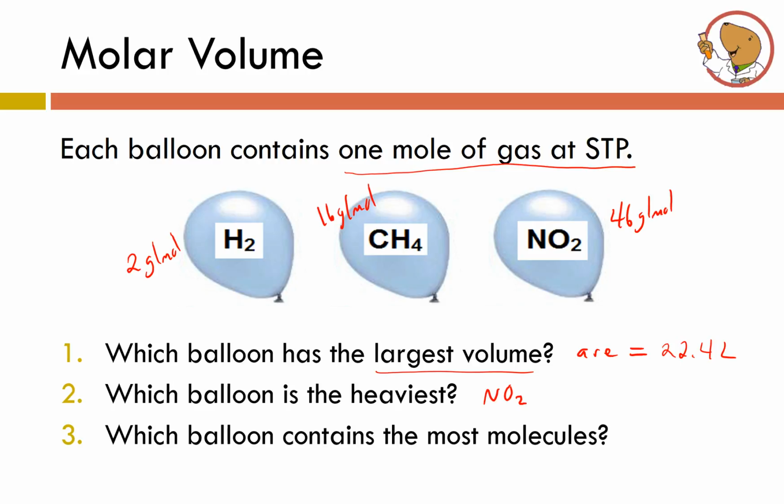And finally, which balloon contains the most molecules? Well, we're told 1 mole of gas. So if they each have 1 mole of gas, we know that they all contain the same number of molecules. They're all equal. And they're all going to have 6.02 times 10 to the 23rd molecules. All right.